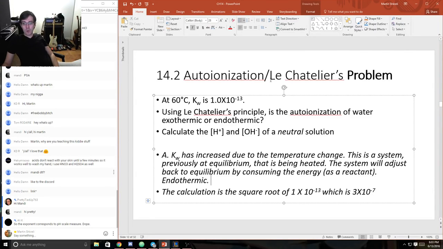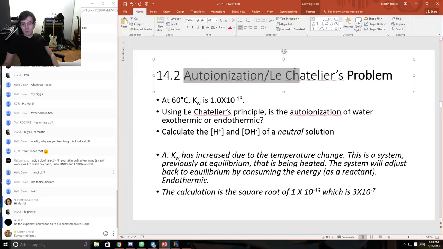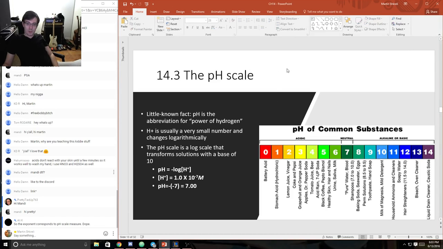Le Chatelier's problems and principles are a bit esoteric, and I don't think they're that important, and they're pretty obvious, and we went over them last chapter, I believe. So let's talk about something a little more practical, which is the pH scale.